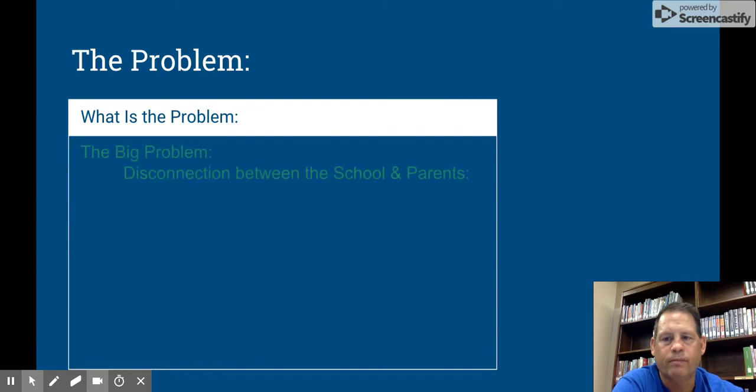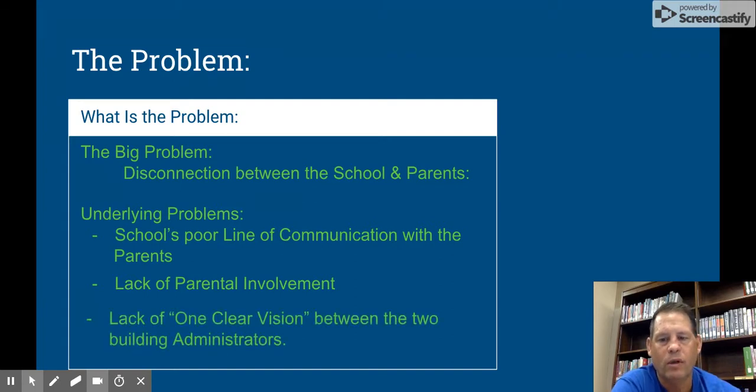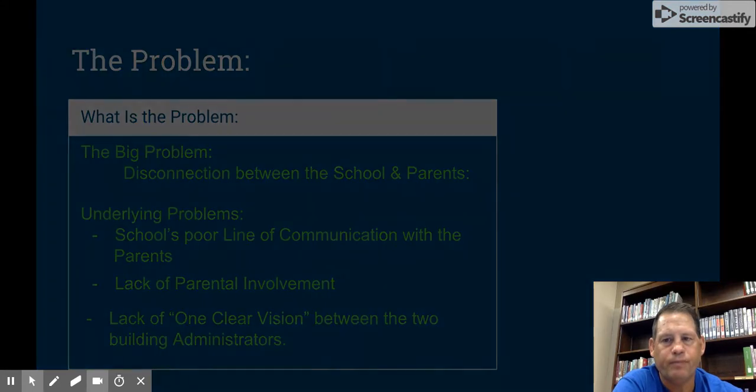The problem is the big disconnection between the school and the parents. That's obviously the overall problem, but the underlying problems are the school's poor line of communication with the parents, which leads to lack of parental involvement. They feel like they're maybe not welcomed, or there are walls that have been built up over time. And there's obviously a lack of a clear vision between the two building principals. They are obviously not on the same page.